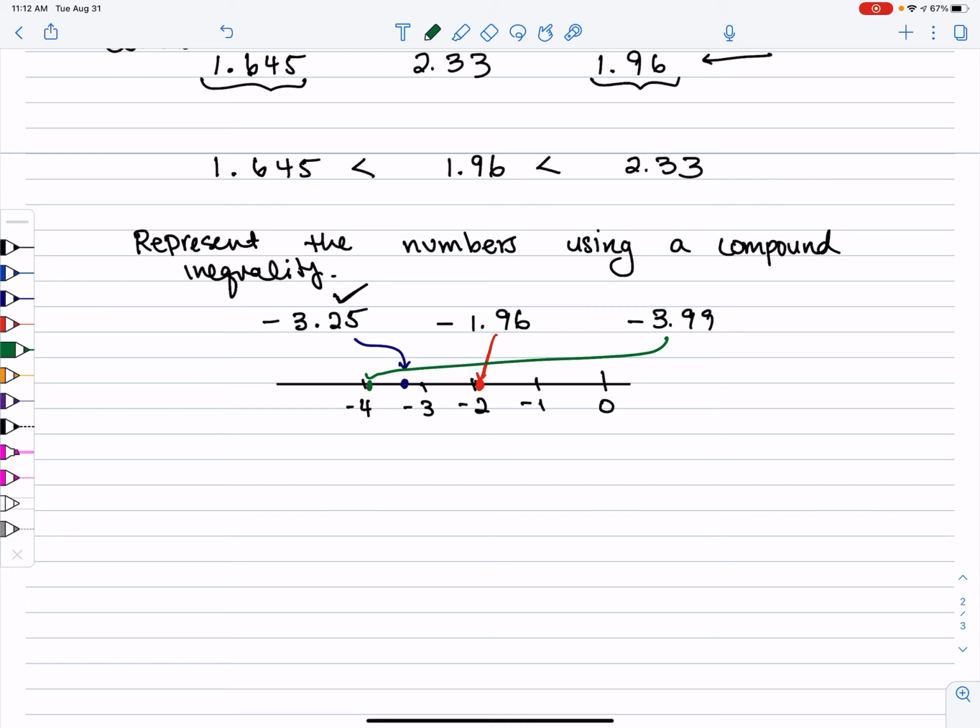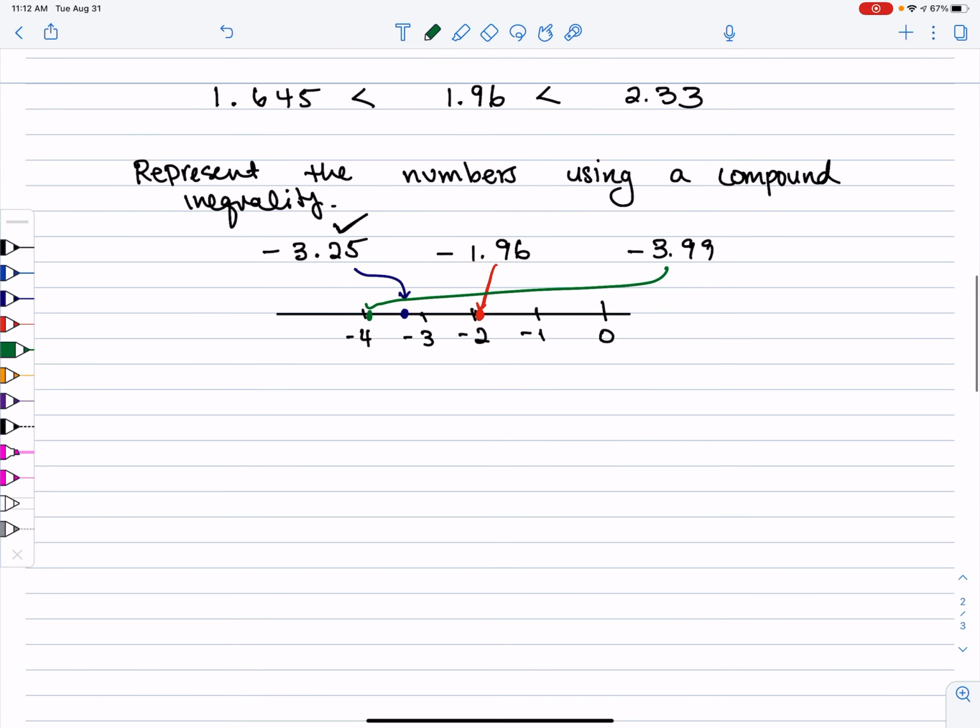Now if I rearrange the numbers from least to greatest, we will have negative 3 and 99 hundredths, negative 3 and 25 hundredths, negative 1 and 96 hundredths. So we say negative 3.99 is less than negative 3.25, which is less than negative 1.96.